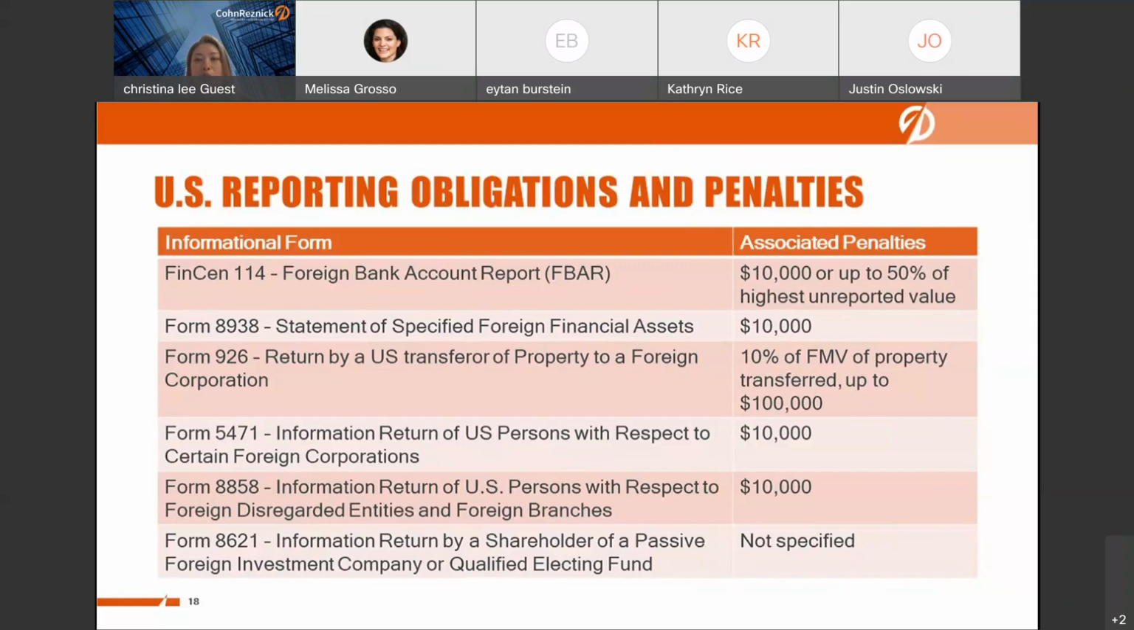severe. So what can you do if you realize that you have started operations in a foreign jurisdiction and have reportable items, but you were unaware of the requirements, or you were slightly aware but were avoiding the fact that you had to do it?